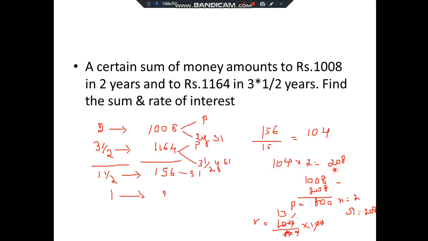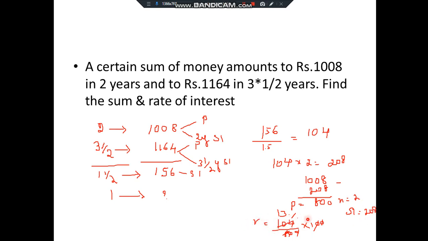So when you subtract it from the 1008, that is the amount, minus 2 years of simple interest, it will give you the principal, right? Or else you can find the simple interest for 3.5 years, then subtract it from 1164, and you will get the same principal. Okay, anything you can use. I have chosen the first one. So when you subtract, you get your principal as 800. When you check for the second one also, you get it as 800 only. Now you have got principal is equal to 800, n is equal to 2 years, SI is equal to 208. Now you find the R percentage. You will find it as 13%.